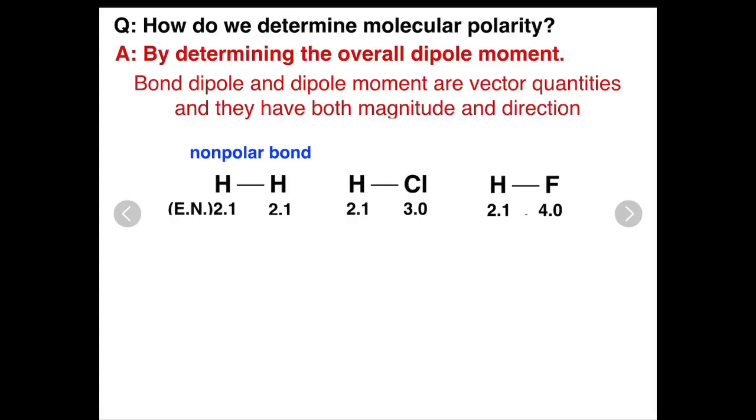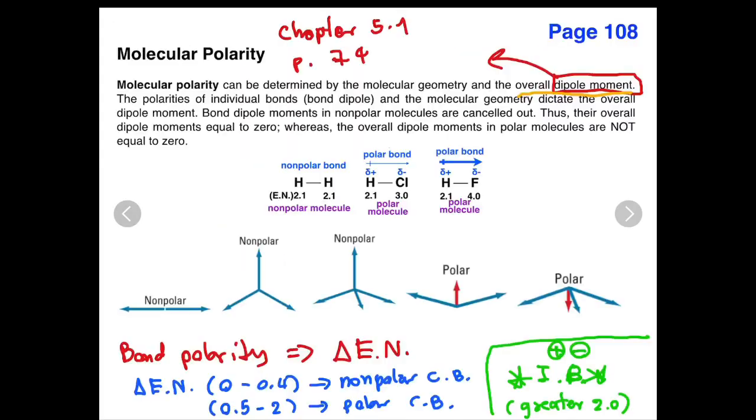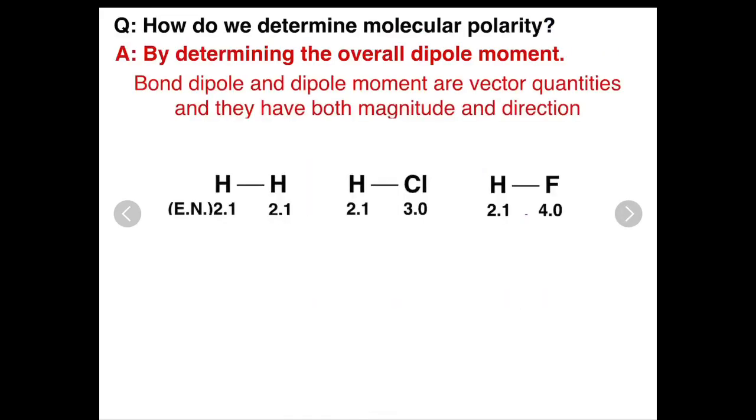Let me write this. The difference in electronegativity here would be 0. This one would be 0.9. This one would be 1.9. According to these numbers, if you go back to the previous slide, 0 to 0.4 would be non-polar, and 0.5 to 2 would be polar. So according to that list, this is going to be non-polar. This one would be polar. This is also going to be polar.